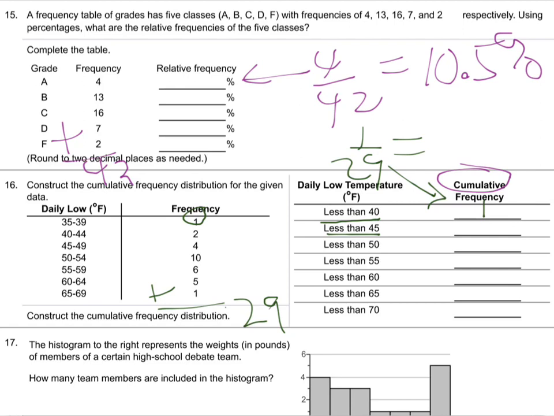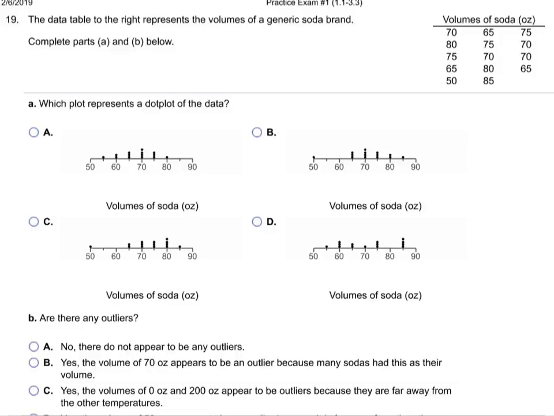The next one is 3, because you add the 2 and the 1. Does everybody see that? That's what they mean by cumulative, because they want all of those less than 45. So they don't just want the next number, the 2, they want the 2 and the 1, because all those days were less than 45. You got it, right? That'll be easy for you. Fill those in. Okay, 19.